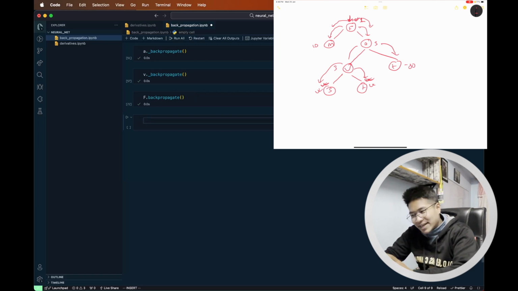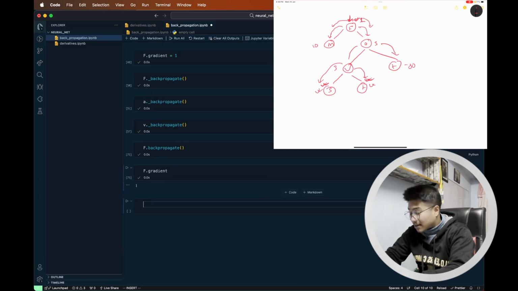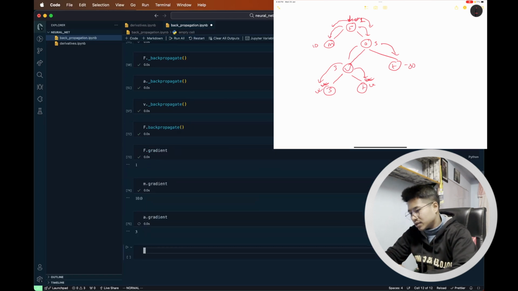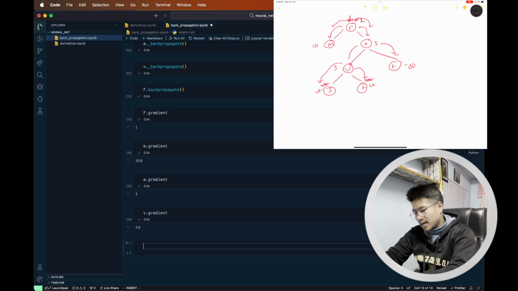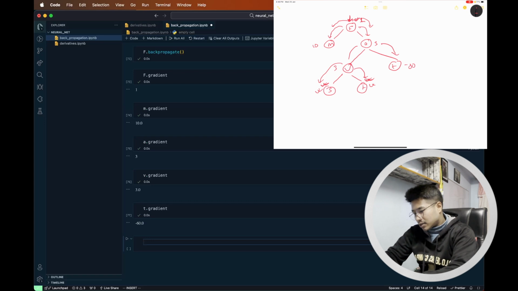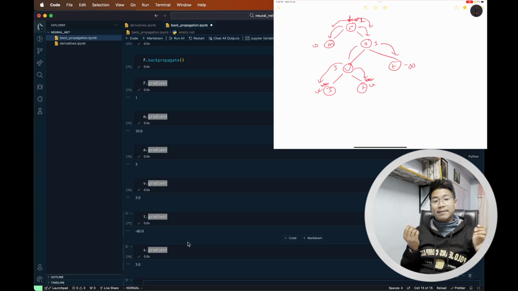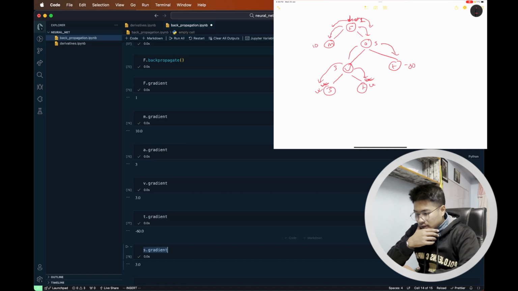Okay, so I do backpropagate and I am expected to see the gradients for each of my nodes. So what I should do is say f dot gradient, which is a 1, that's correct. M dot gradient, which is a 10, that's correct. A dot gradient, which should be a 3, that's correct. And then we have v dot gradient, that should be a 3, that's correct. T dot gradient, it's a negative 60, that's also correct. And what else do we have? S dot gradient, that's a 3, that's correct. So we have successfully implemented backpropagation, and that too in terms of recursion. So that's good. That's great.